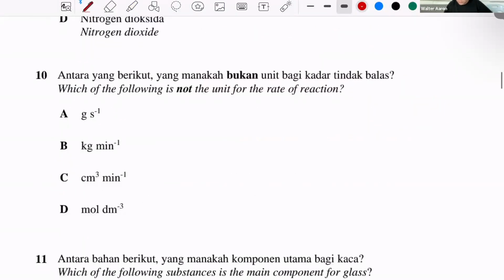Number 10, which of the following is not the unit for rate of reaction? So rate of reaction is the change of product or amount of reactants per unit of time. So I think you see properly, right? Every single unit there has mass and time, or volume and time. But the last one is not. The last one is mole per dm cube, and that's basically referring to concentration or molarity of a solution. So therefore, that is not the unit for rate of reaction.